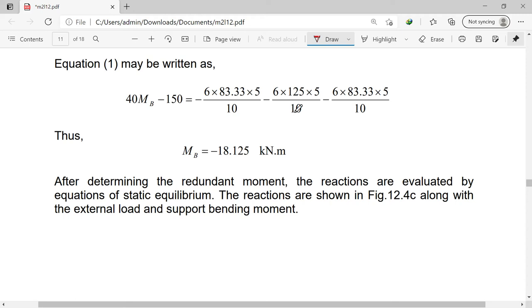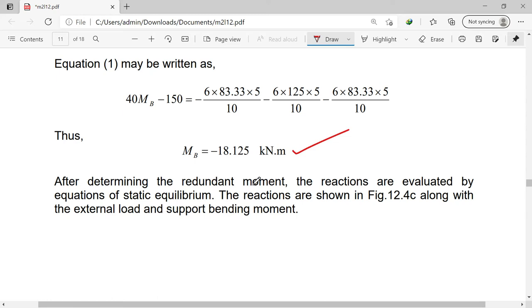Okay, so we have to incorporate all the effect of the external loading in the Clapeyron's three moment theorem. Finally, MB will be equal to, if you solve this equation, you will get the answer of MB is equal to minus 18.25 kilonewton.